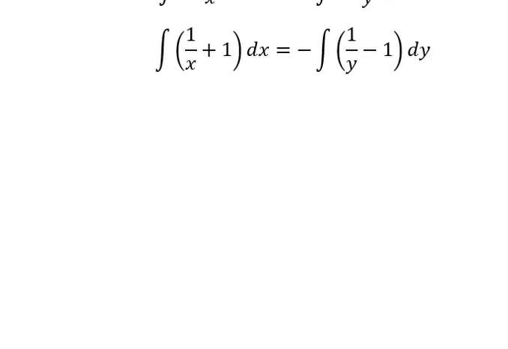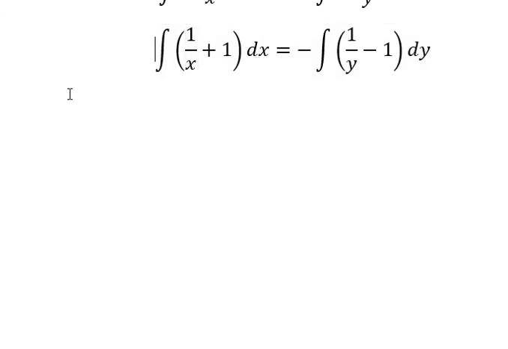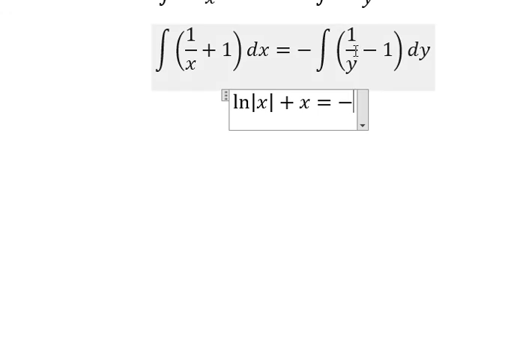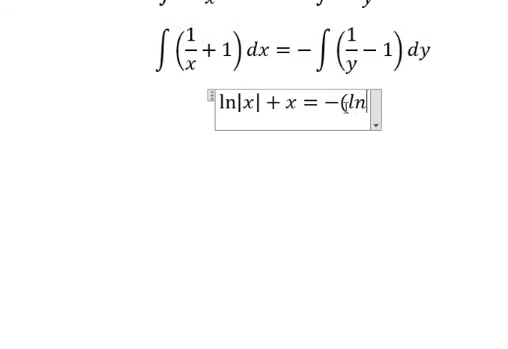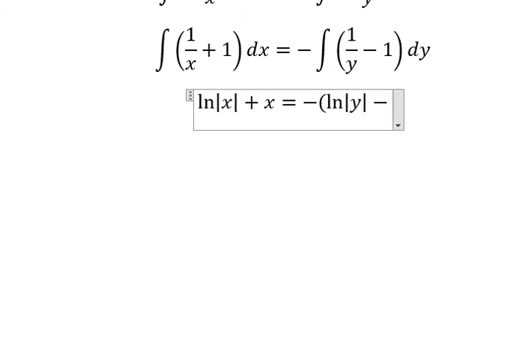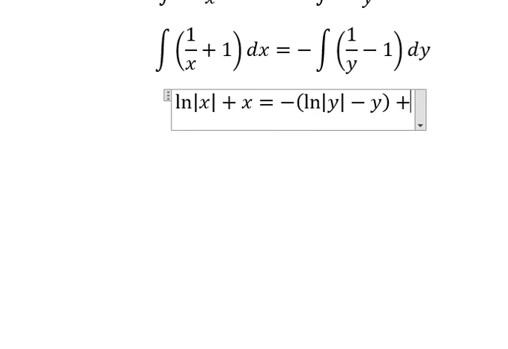Next, the integration of 1 over x, we have ln of the absolute value of x. Number 1, that is about x. The integration of this one, we have ln of the absolute value of y. The next one, that is about y. And I will put c.